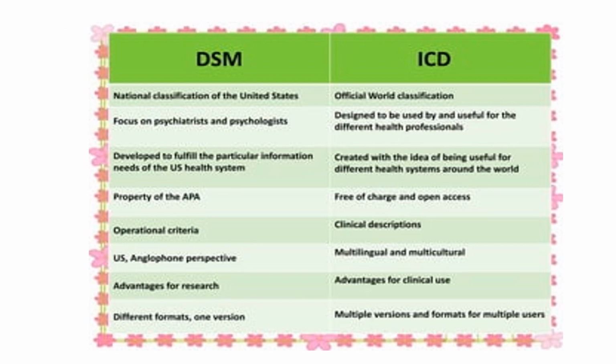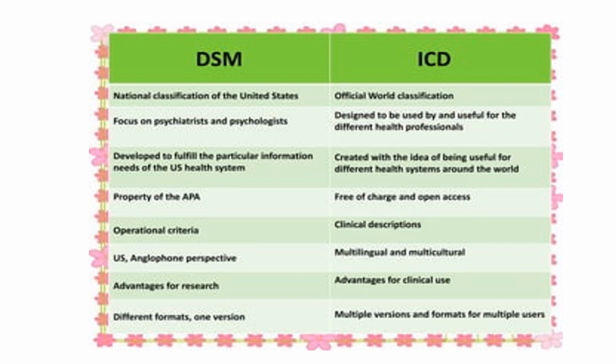This is the basic difference between ICD and DSM. DSM is of the United States, whereas ICD is the official world classification. DSM focuses on psychiatrists and psychologists, whereas ICD is designed to be used by and useful for other health professionals also. DSM was developed to fulfill the particular information needs of the US health system, whereas ICD caters to the world and the global health system. And DSM is the property of APA, the American Psychiatric Association. ICD is free of charge and open access.